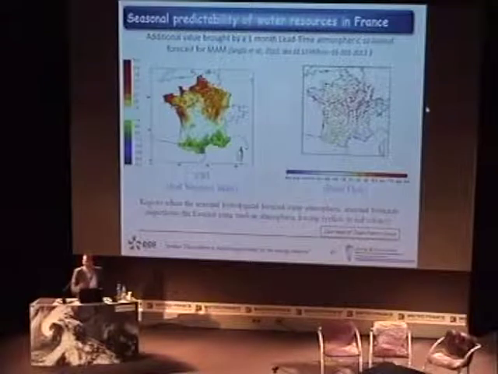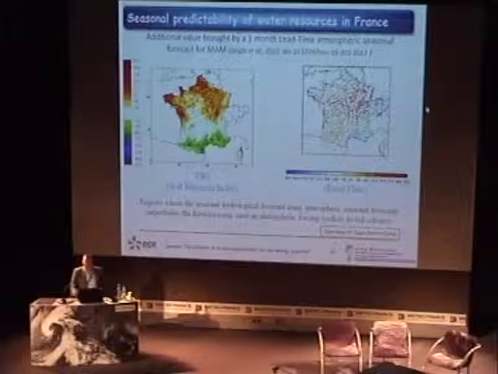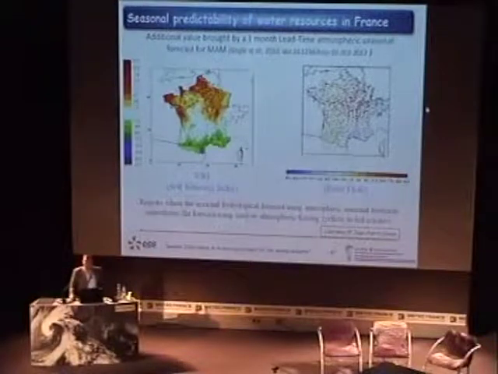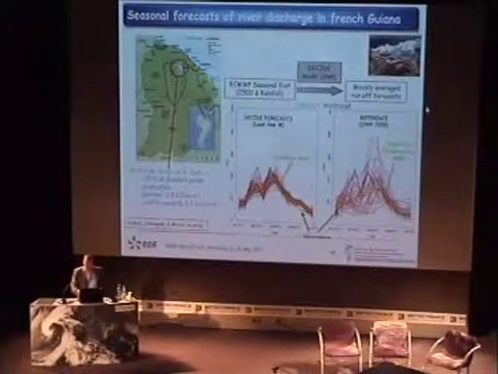But when you go to applications models, and for instance, when you look at soil wetness index or river flow, you get some skill because it is an integrated variable. It integrates different parameters, and so you can find some skill there. This is an example about seasonal forecast.